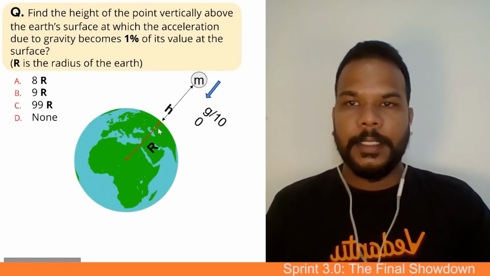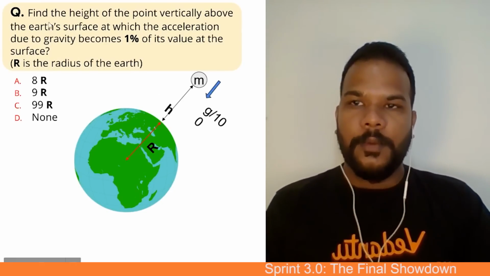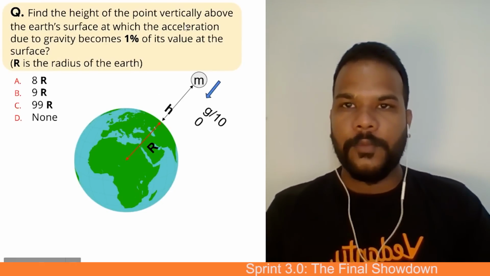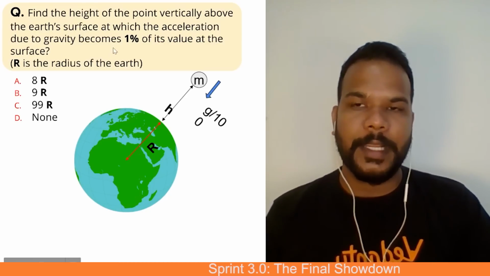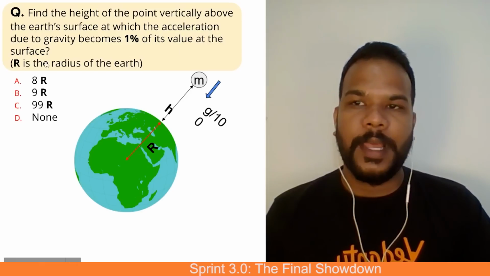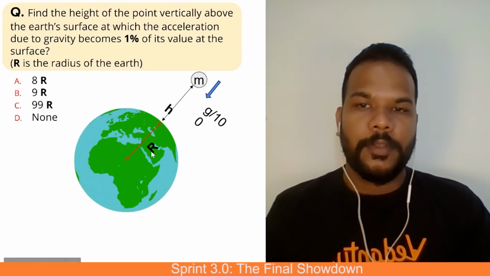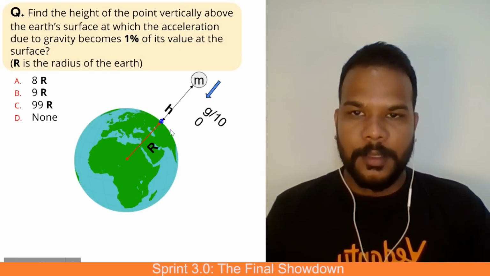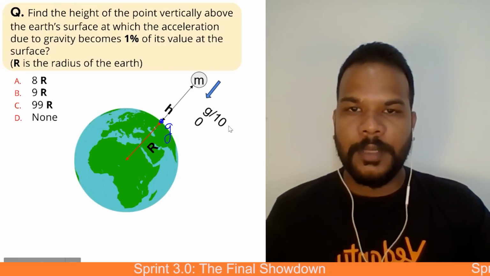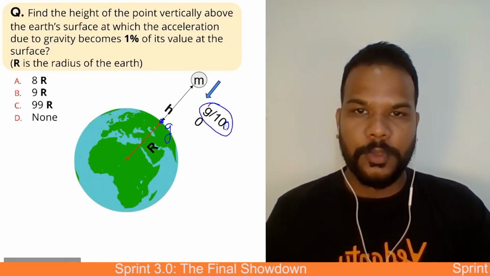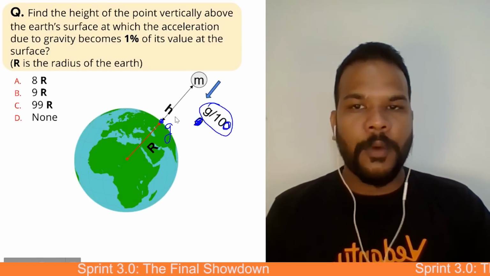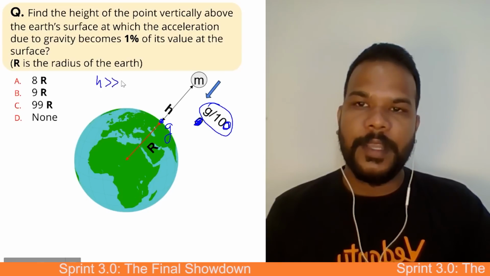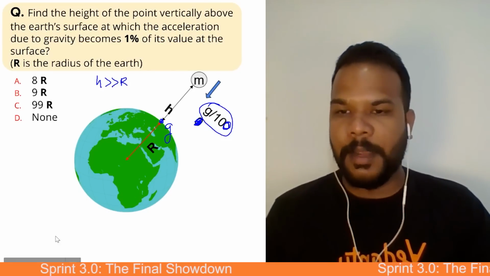Okay guys, now let's have a look at the question. Find the height of the point vertically above the earth's surface at which the acceleration due to gravity becomes 1% of its value at the surface. तो देखो यार, यहाँ पे जो वैल्यू है वो g है, और ये g by 100 हो जाना चाहिए. According to it, it should become g by 100. So obviously h will be very greater than R, or rather h is comparable to R.